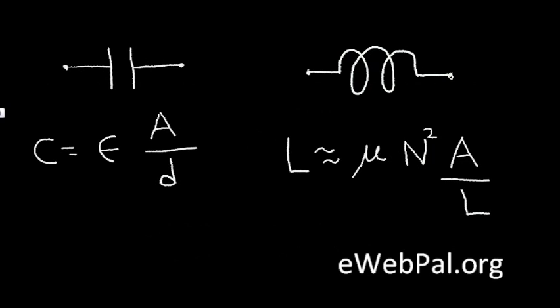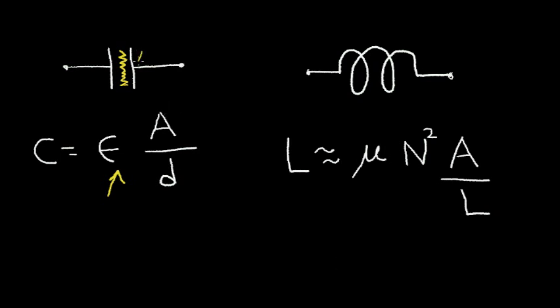In the previous video, "What is an inductor, part one," I compared an inductor to a capacitor. Let's continue doing that. On the left side, I have the equation for the capacitor that we talked about in a previous video. On the right side, I have the approximate equation for a coil wound inductor. The thing to note is that for the capacitor, the epsilon is a property of the material between the plates. The A is the area of the plates, and the D is the distance between the plates.